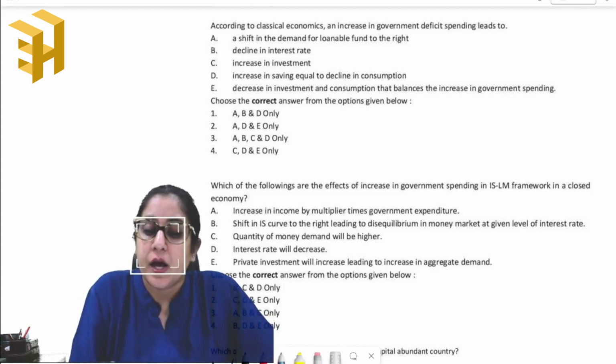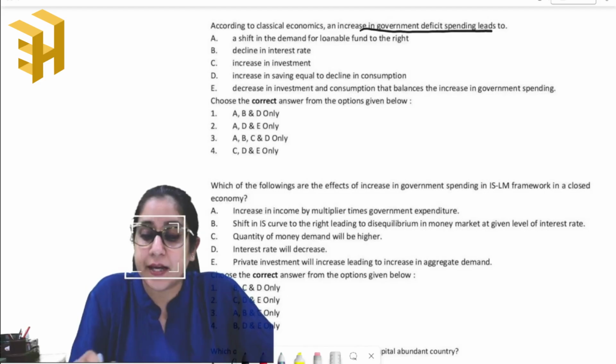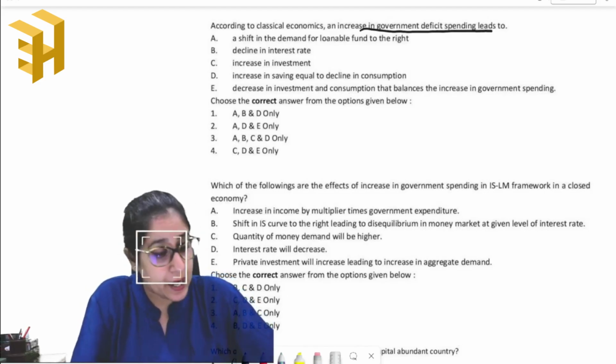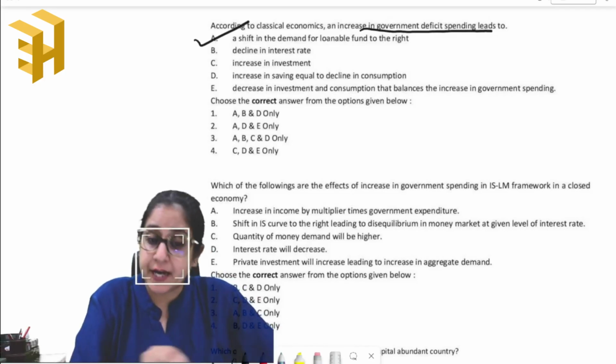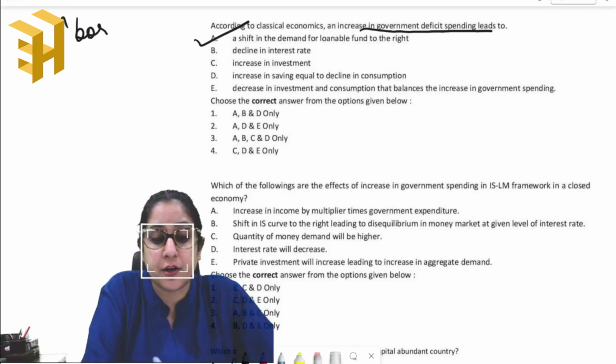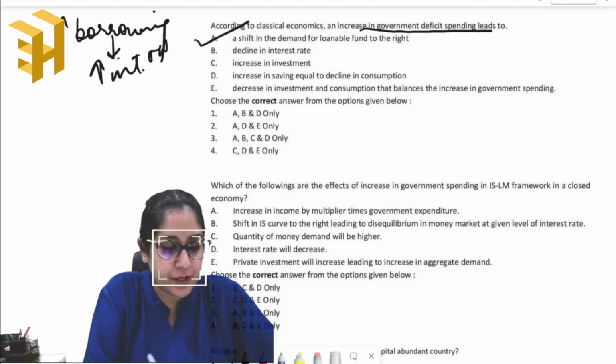Next question. According to classical economics, an increase in government spending leads to a shift in the demand for loanable funds to the right. That is true, right? But what will happen? An increase in the borrowing requirement of the government, right? This will increase the interest rate. Okay?